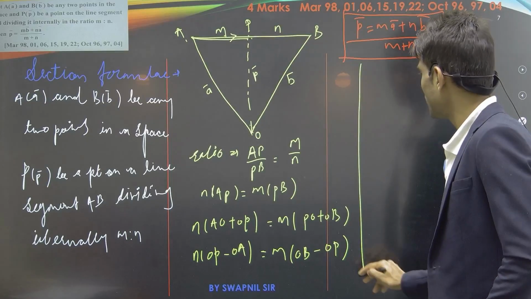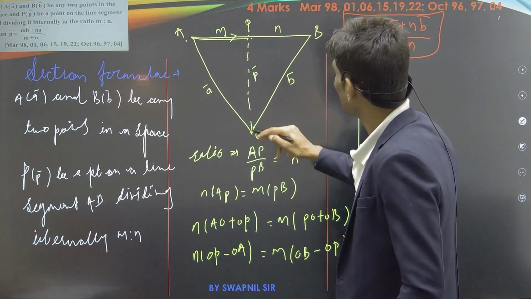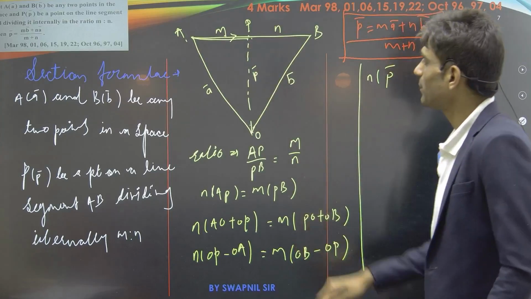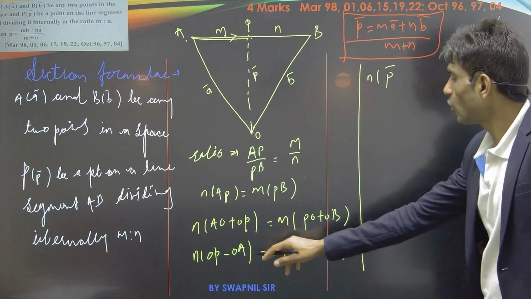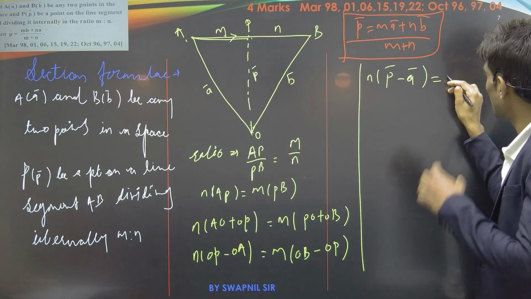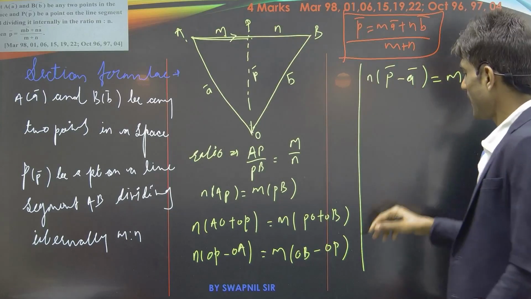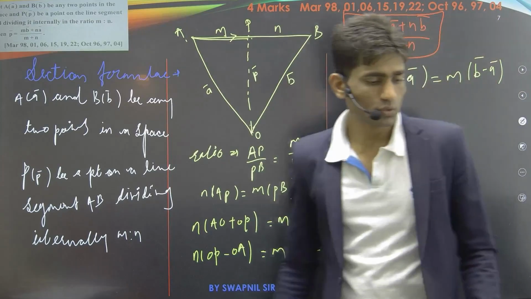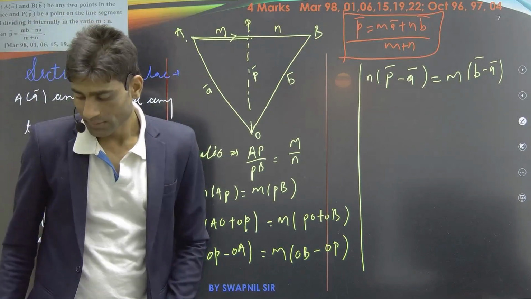So what will we get next? Now see that n stays as it is. OP, here O to P, we get the P bar. So the position vector P bar represents the line segment OP. Again OA, what is the value for OA, which is negative of A bar, is equal to m times OB minus OP. So OB is here B bar, minus OP, here P bar minus A bar. So this is the value which I found here: n into (P bar minus A bar) equals m into (B bar minus A bar).